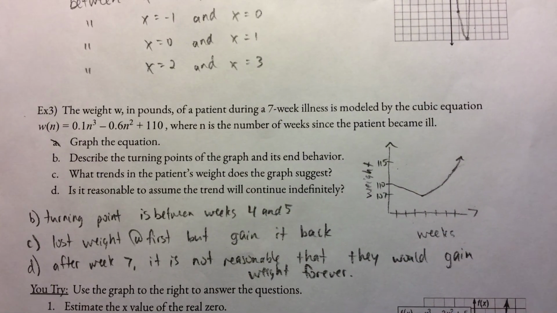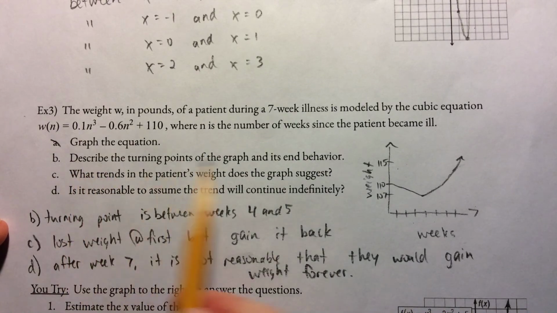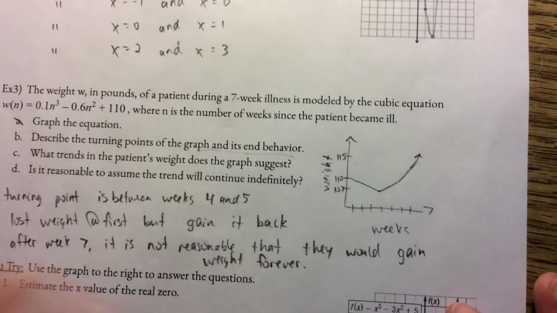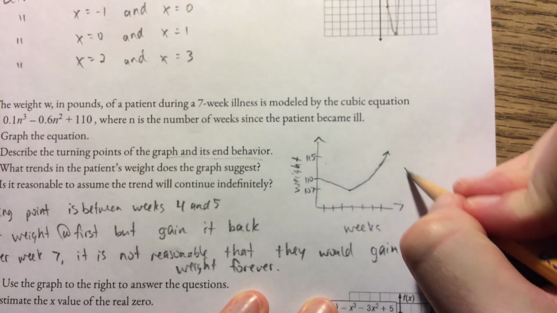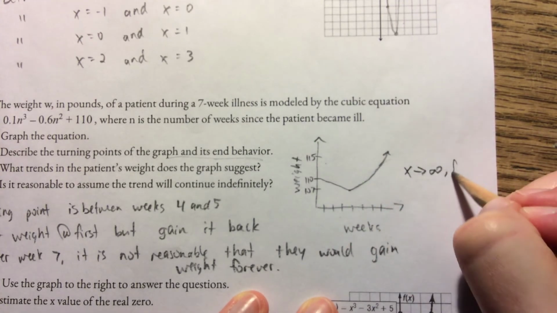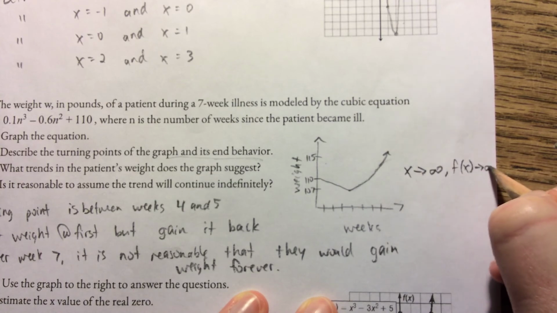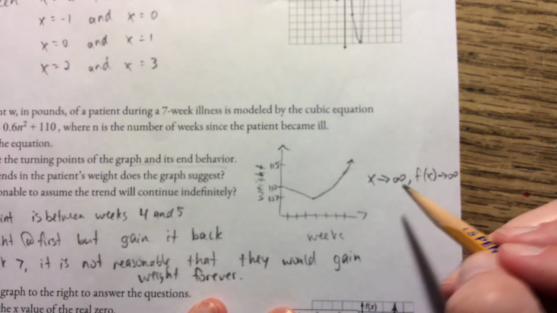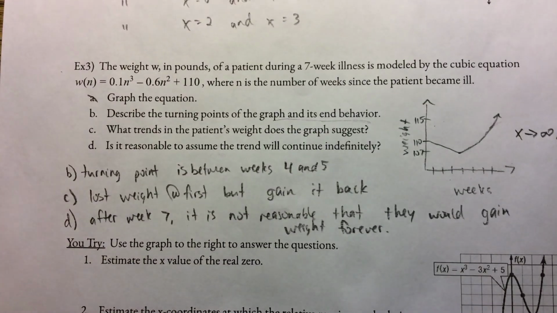Okay, so we did miss this on part B. Describe the end behavior. The end behavior is saying as the graph is going to the right, as our x gets bigger, this is going to go up forever, up to infinity, and that's what we're saying is not necessarily reasonable there.